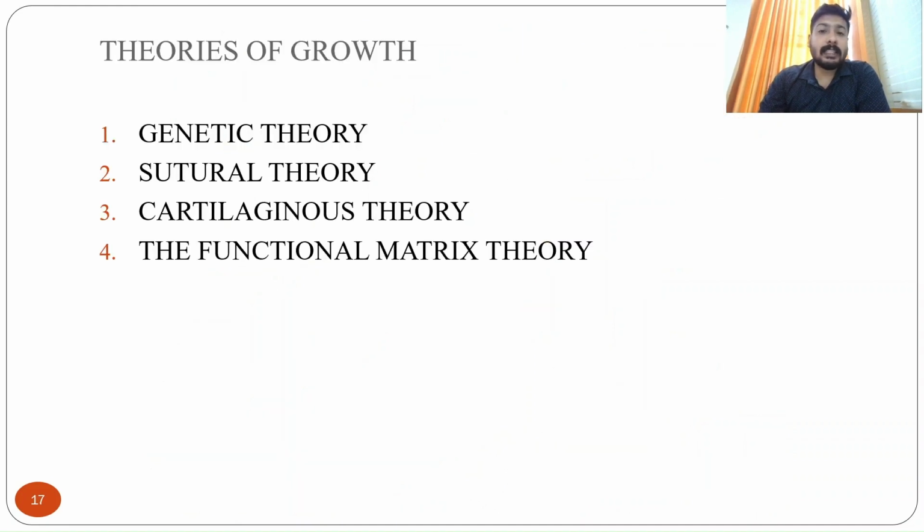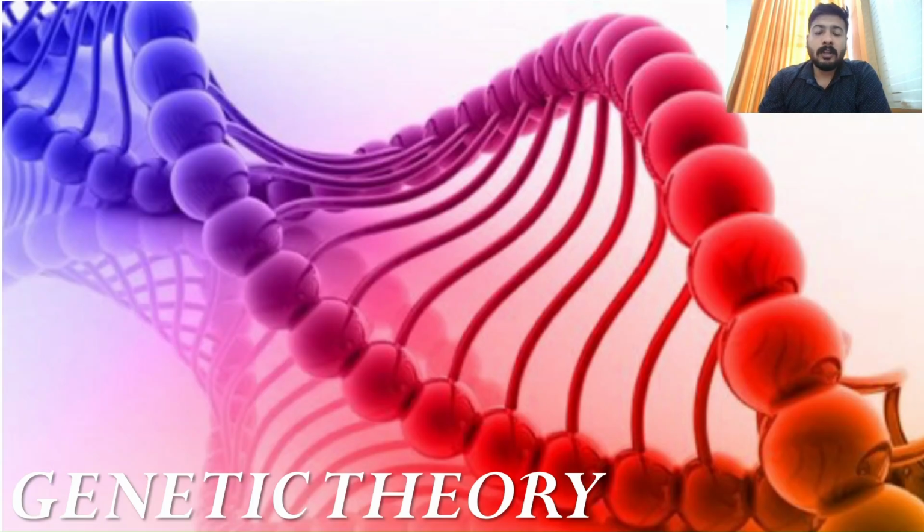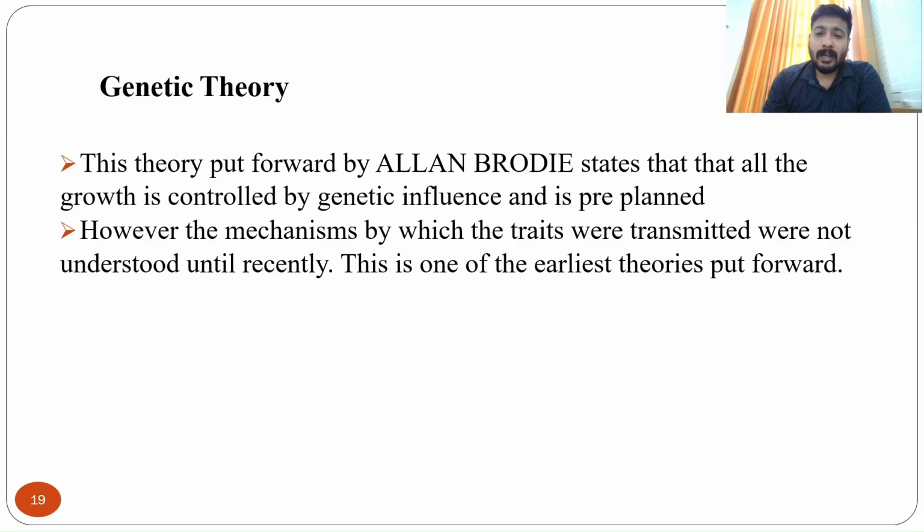Now we look at the basic theories. So what are the basic theories? That is genetic, sutural, cartilage, and functional matrix theory. So genetic theory, as the name suggests, deals with heredity. The earlier concept was that growth is controlled by heredity, or the amount we grow is dependent on our parents. But this is an earlier concept.